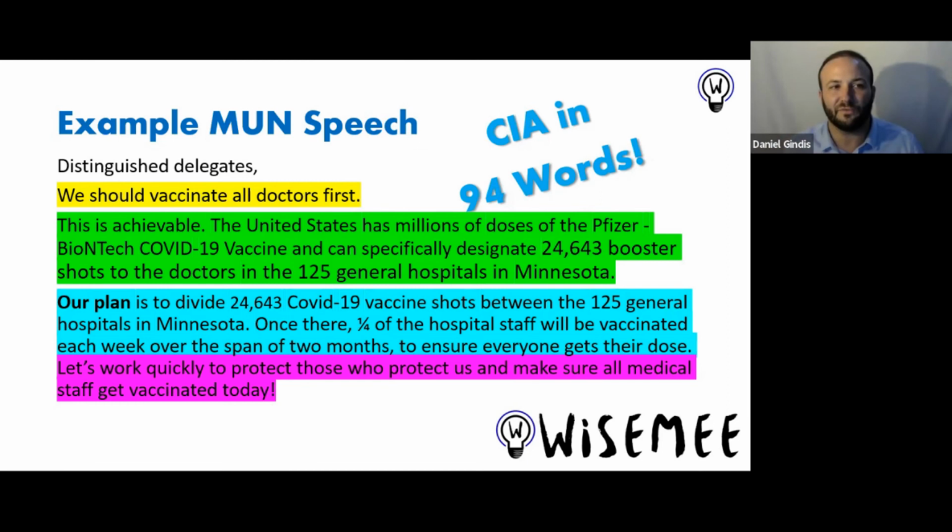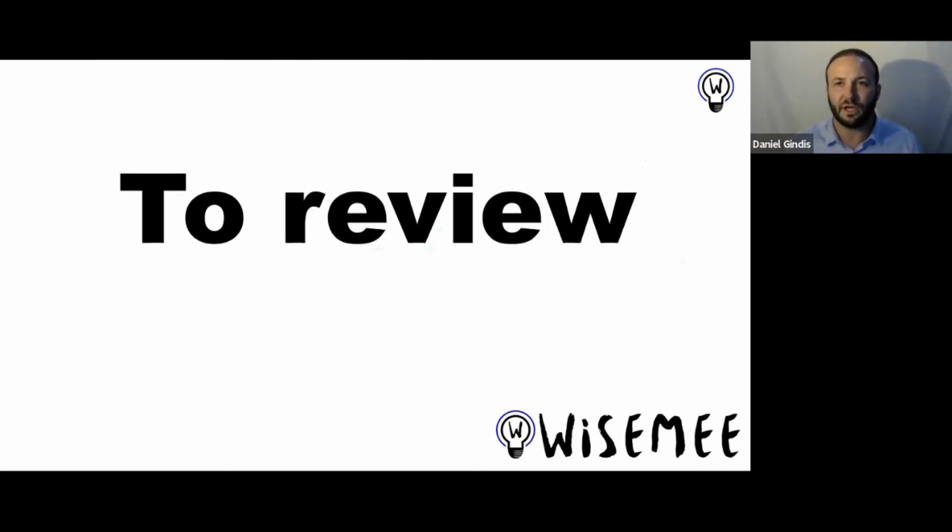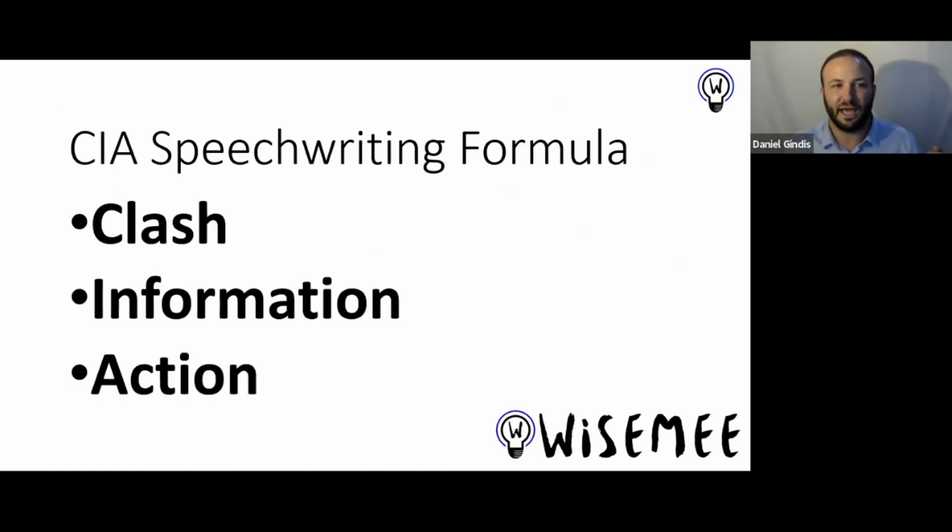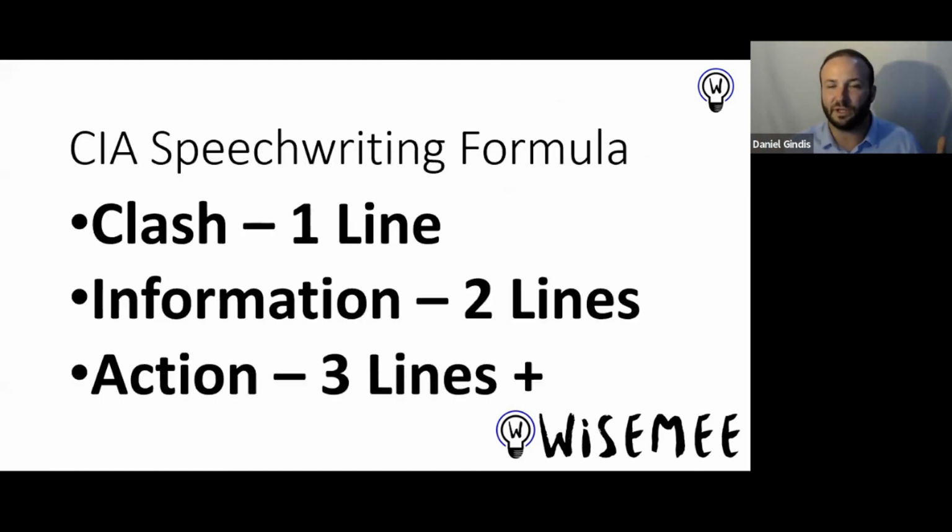So to sum up and review, we've learned how to write an MUN opening speech with a quantifiable, accessible, and achievable system to do so. Clash, information, action. Clash is 1 line, information is 2 lines. Your call to action is 3+ lines. You want to get those out there. So if other delegates stop paying attention, they're still going to get the main idea of your message and what it is that you're going to say.